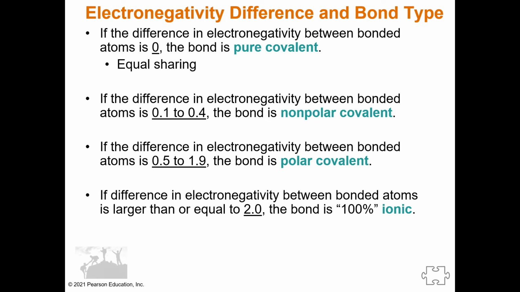When the difference is really close to zero, you pretty much have a pure covalent bond or even a nonpolar covalent bond. But as that difference increases, you're getting closer and closer to a bond that is ionic. So again, this is one way of figuring out the type of covalent bond. These divisions are pretty much arbitrary, but I'm going to show you an easier way to memorize.